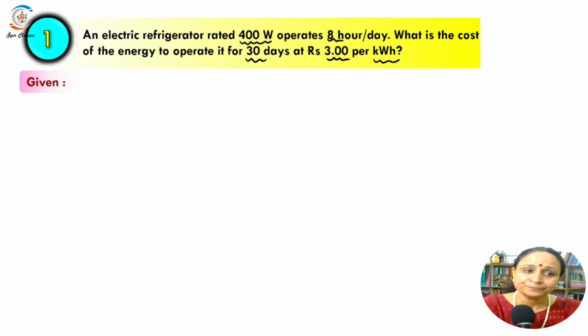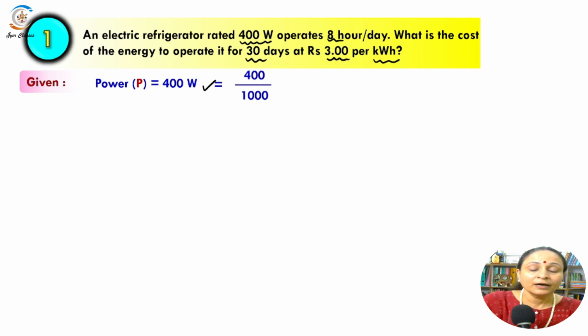So let's do it. What is given to you? The power of the electrical refrigerator is given as 400 watts. Okay, now this is working. I said all the power should be converted into kilowatt and the time is to be converted into hours. So power here is given as 400 watts, but I am supposed to convert it into kilowatt. So 400 by 1000 kilowatt, which is equal to 0.4 kilowatt.